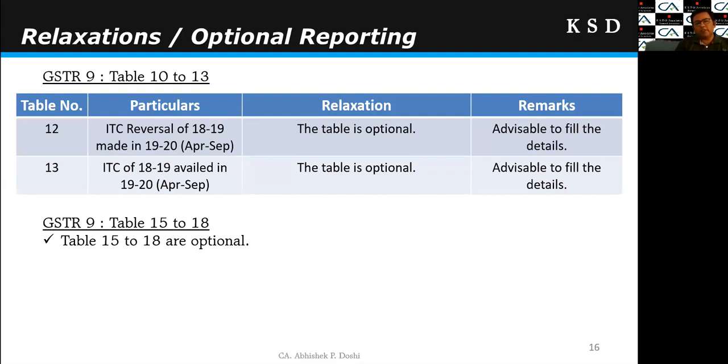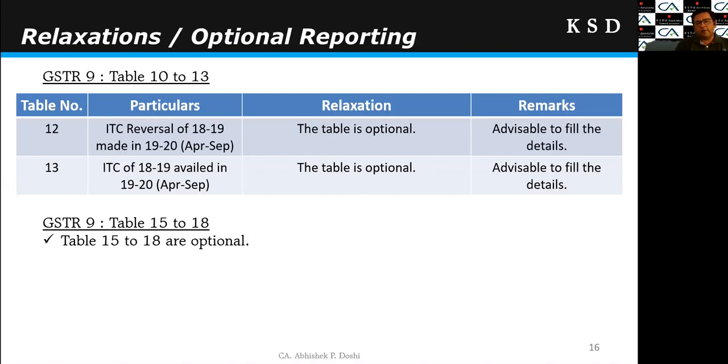Now they have given relaxation for tables 12 and 13. 12 and 13 are for the ITC availed in the next year and ITC reversed in the next year. They have said these tables are optional, but it is our strong recommendation that we should fill these details because it will be very helpful at the time of assessment and making reconciliation in the next years. If we don't have such a bifurcation of the ITCs, then it will be difficult to make reconciliation in future.